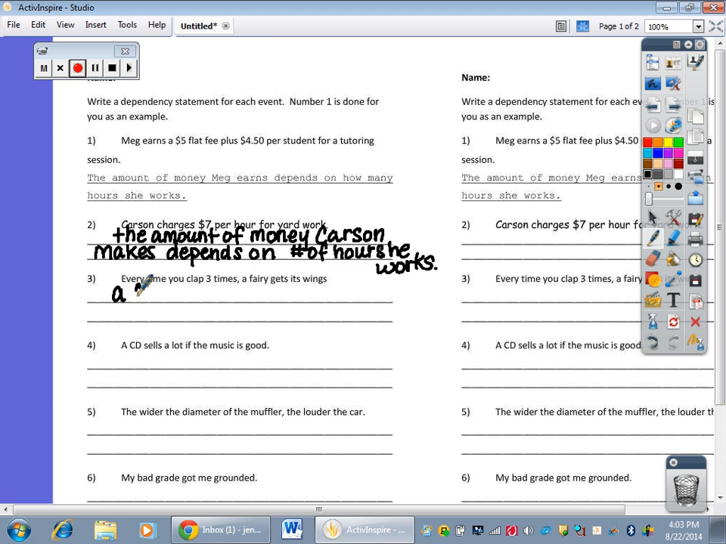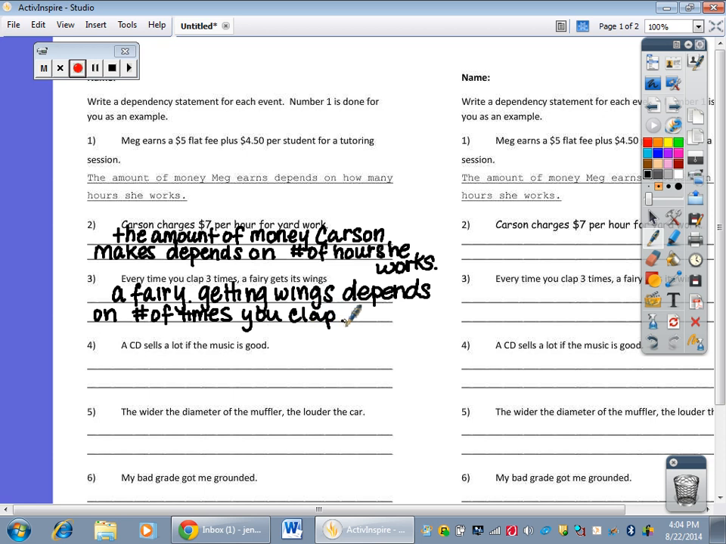So a fairy gets its wings, and I'm going to go ahead and put getting wings. A fairy getting wings depends on, because we're writing dependency statements, the number of times you clap. If you clap, then the fairy gets its wings. In class, we talked about how if would be your independent and then would be your dependent. So a fairy getting wings depends on the number of times you clap.